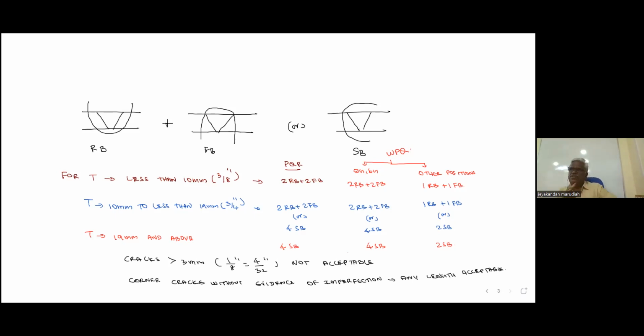Now coming to the heat treatment side. What is the purpose of preheating? To avoid hydrogen cracking. How does it avoid hydrogen cracking? By controlling the cooling rate. What is the purpose of PWHT? To relieve the residual stress formed during welding. What is the purpose of post-heating? To allow the hydrogen to come out of the weld. We should know this heat treatment.